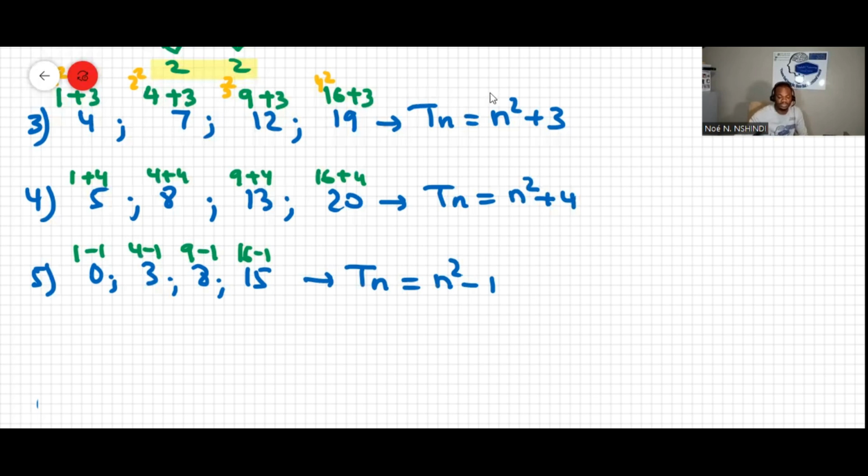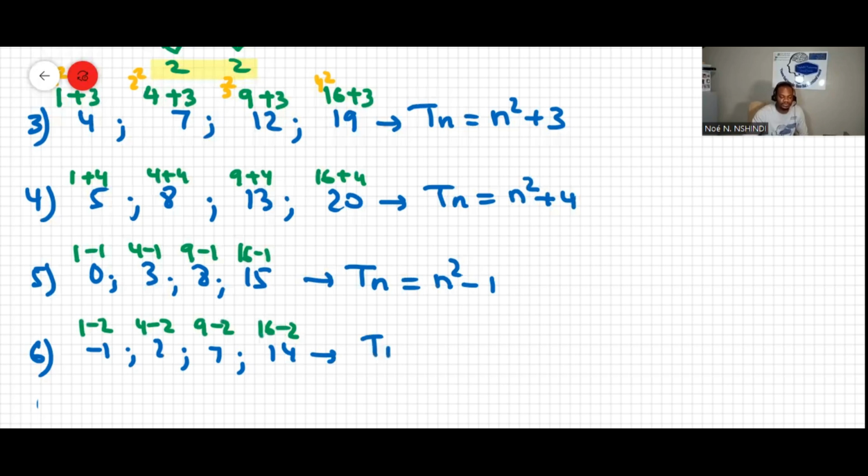Okay, we can also do the same way. We can do question 6. That says -1, 2, 7, 14. Now we find that it's a quadratic pattern. What we can do here, we see the first square number is 1, right? But to get -1, we minus 2. The next square number is 4. To get 2, we minus 2. The next one is 9. To get 7, we minus 2. And then 16 minus 2, we got 14. Then we can say over here, Tn equal to n squared minus 2. Okay, thank you.